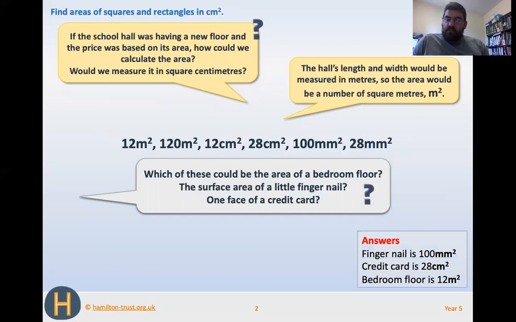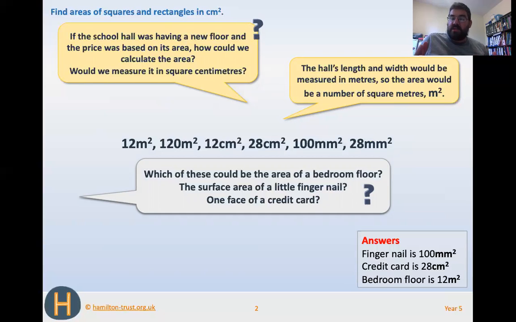Hopefully, you had these ideas. Maybe that the fingernail would be 100 millimeters squared. That's quite a lot to me. Oh, about 28 millimeters squared. Maybe mine's quite small, 10 mil by 10, maybe. And interestingly, weirdly, 100 millimeters squared is 1 centimeter squared. Okay, maybe 28 millimeters squared is a bit small. Credit card, roughly 28 centimeters squared. A bedroom floor, probably 12 meters squared. We measure a meter squared, but it's not massive, is it? It's not like 10 meters by 10 meters. It is probably, I don't know, 6 by 2 or 3 by 4, something like that, that we would measure.